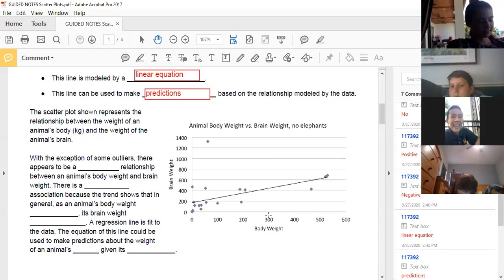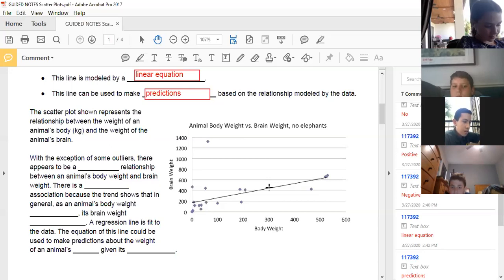Okay, so if I have an animal that has a body weight of 300, about how much would their brain weight be according to this scatter plot here?